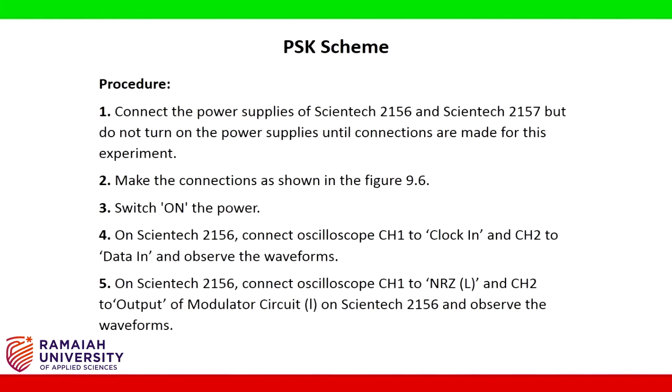The procedure is, connect the power supplies of Syntec 2156 and Syntec 2157, but do not turn on the power supplies until connections are made for this experiment. Make the connections as shown in figure 9.6. Switch on the power. On Syntec 2156, connect oscilloscope channel 1 to clock in and channel 2 to data in and observe the waveforms. On Syntec 2156, connect oscilloscope channel 1 to NRZ and channel 2 to output of modulator circuit on Syntec 2156 and observe the waveforms.